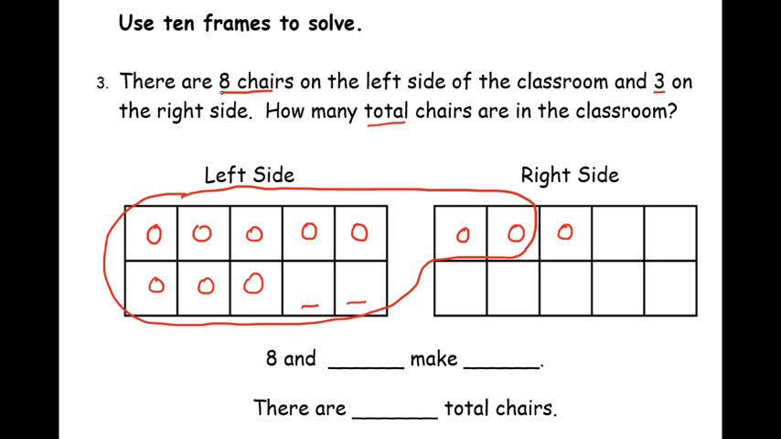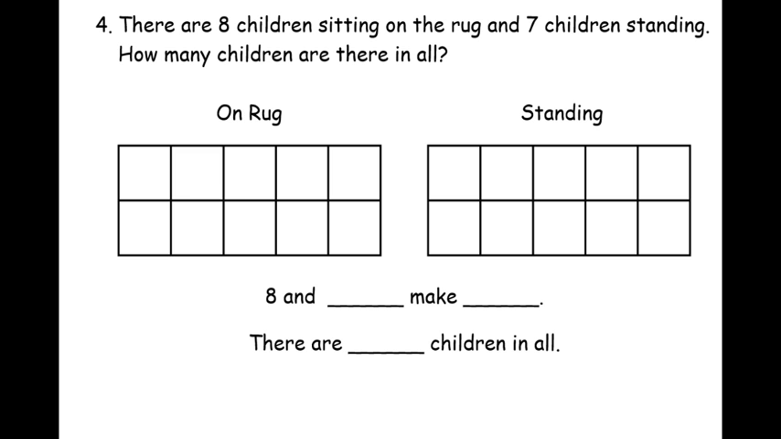So I can see that I have my 10 here and I have 1 more left over. That means that 8 and 3 make 11. I can make 10 using 2, and then I have 1 more left over. So there are 11 total chairs. And let's look at one more question.